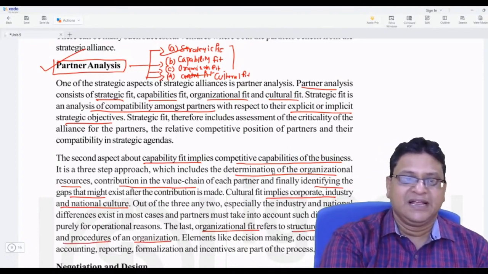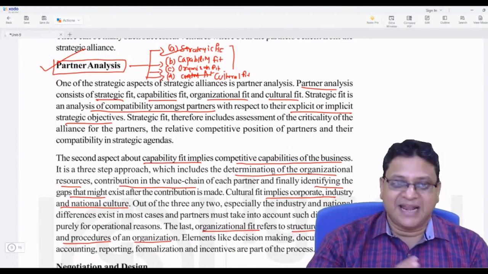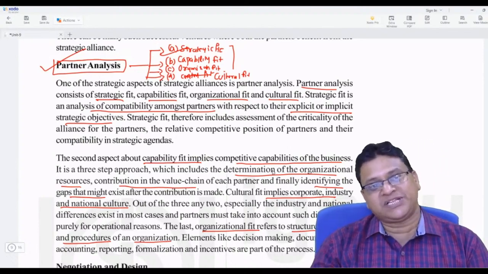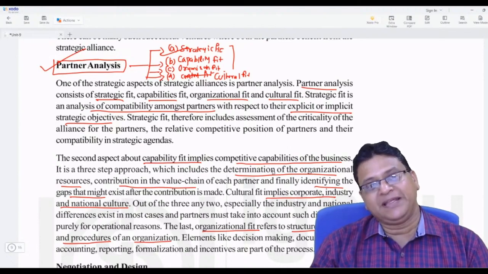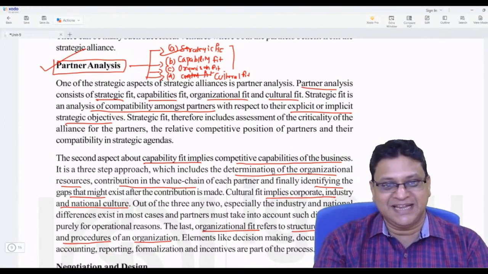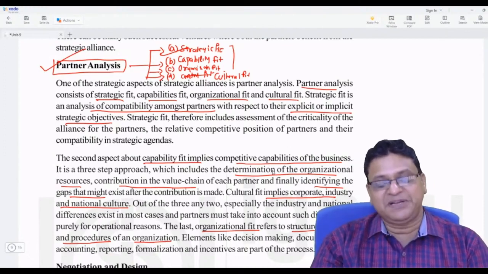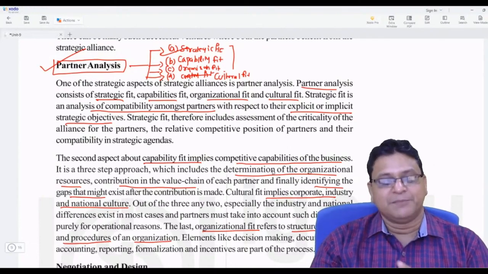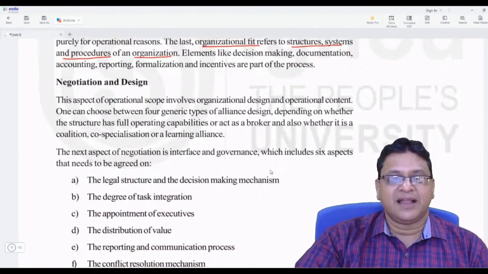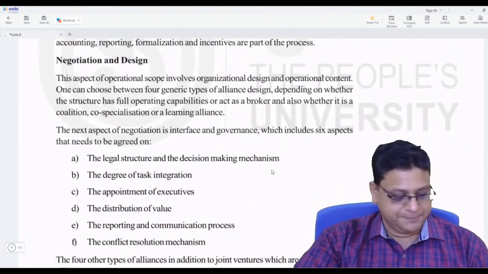So the alliance partner must have four types of fit with the company which wants to create an alliance. It must be strategically fit, capability fit, there must be organizational fit, and there must be cultural fit between the partners, so that the alliance will last for a long period of time.